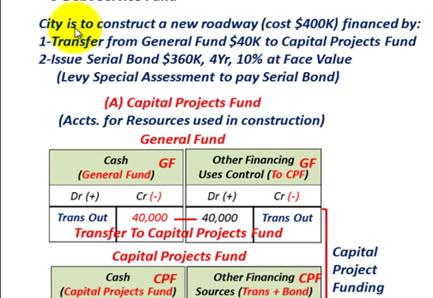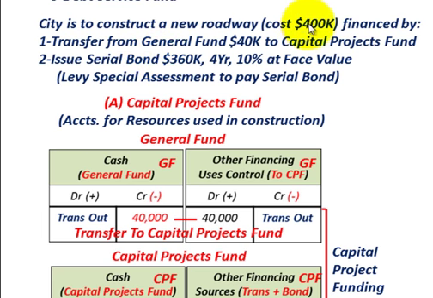Okay, so for our example, the city, this is a government body, is to construct a new roadway that's estimated to cost $400,000, and it's going to be financed by a transfer from the general fund of $40,000 to the Capital Projects Fund, and then secondly, they're going to issue a serial bond for $360,000, and it's going to be a 4-year bond, have a 10% interest rate on it, and it's going to be issued at its face value. And what they're going to do, they're going to levy a special assessment to pay for this serial bond.